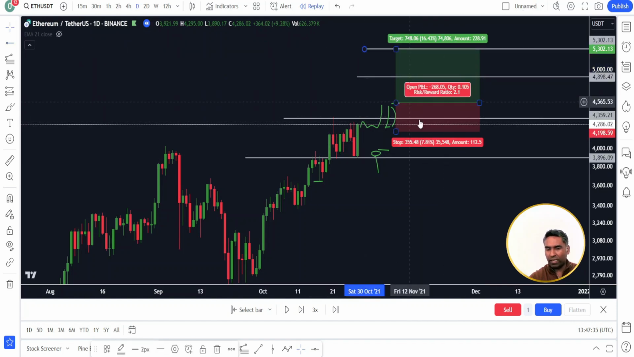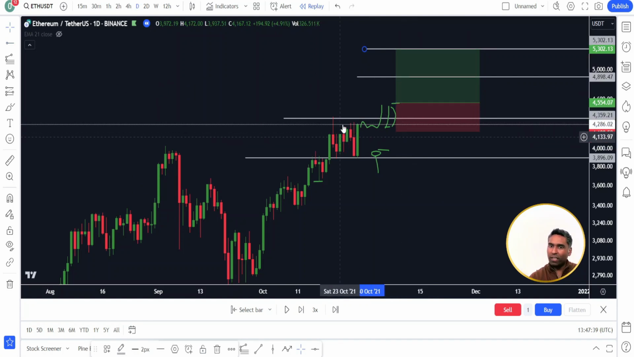So this is a breakout trade, and we have to manage this trade like this. We have to exit our positions in this way.